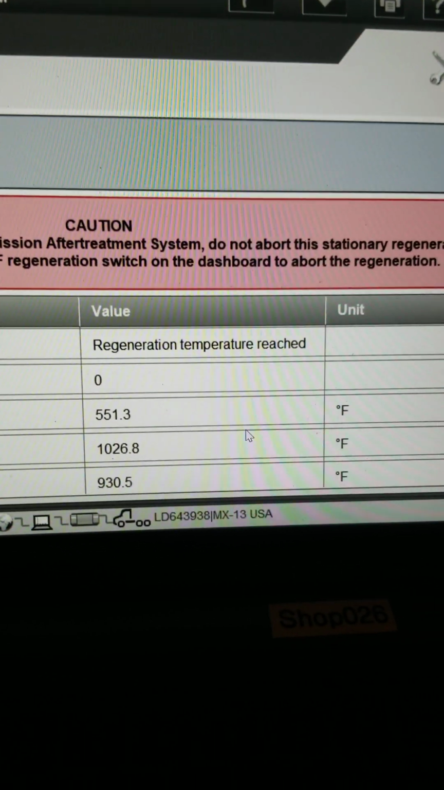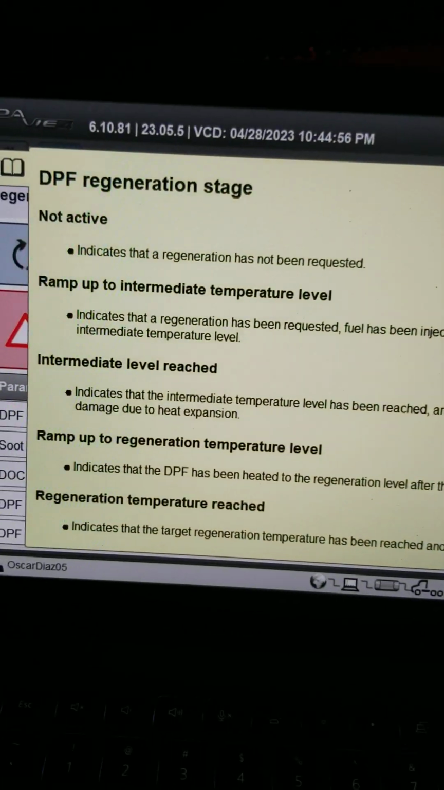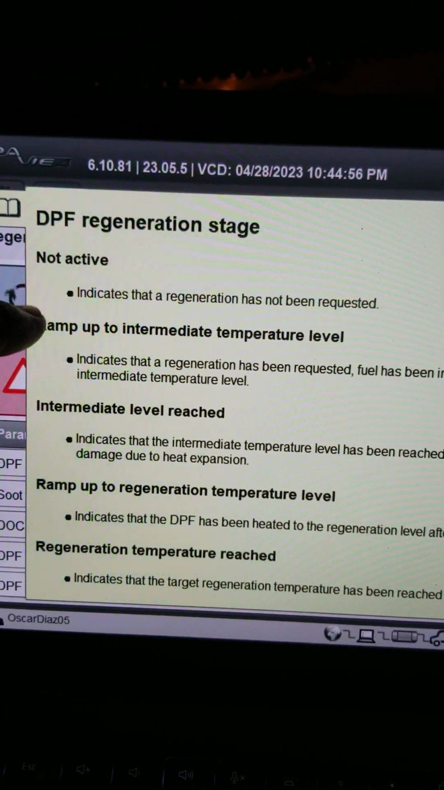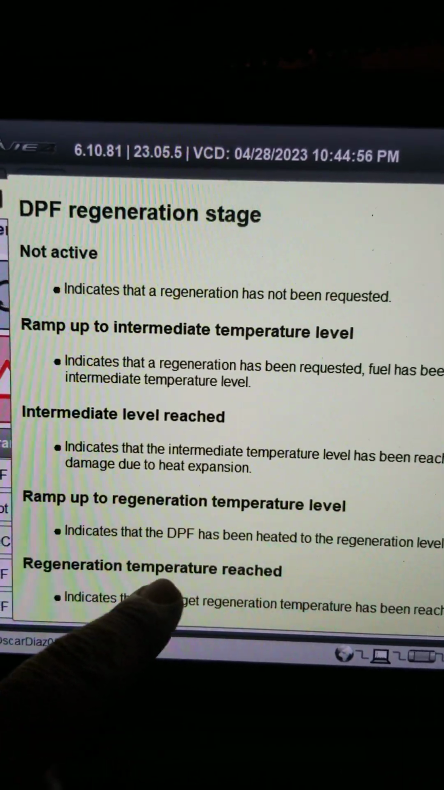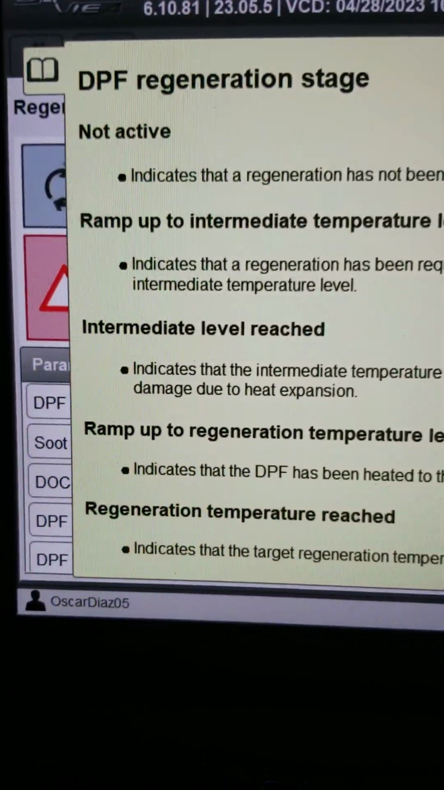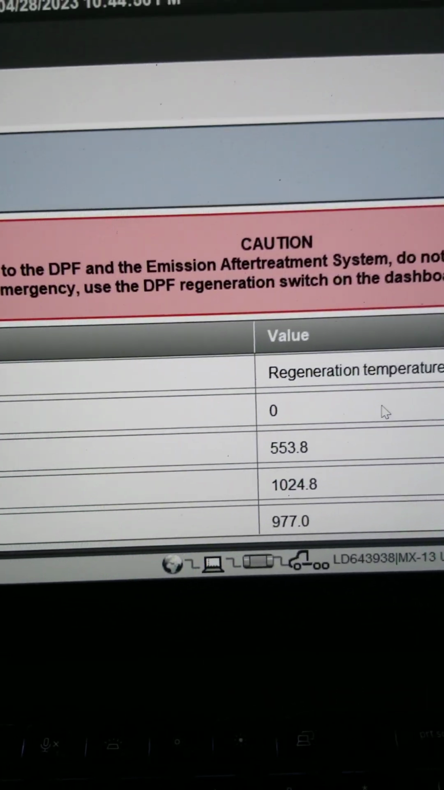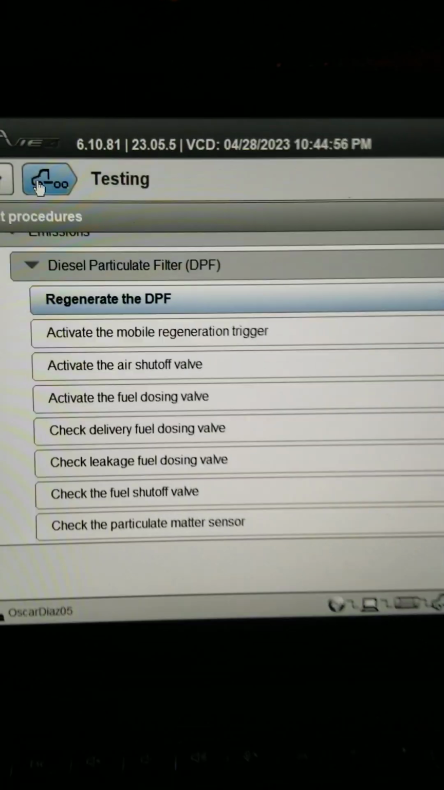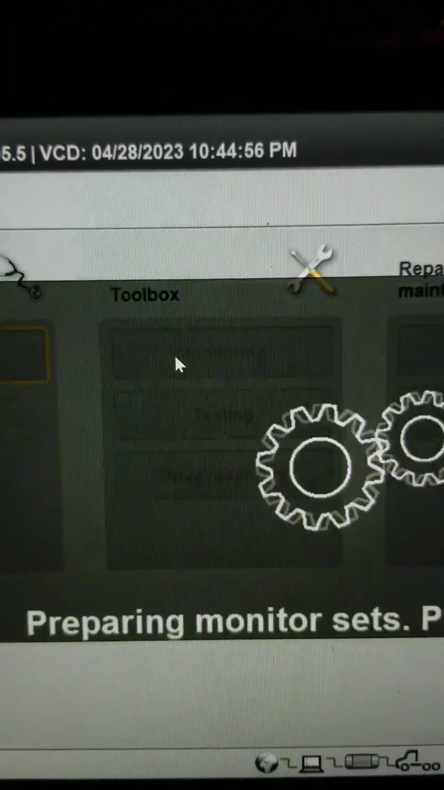So after the regen temperature is reached, which is right here, you're going to see step by step all these numbers, all these values on this screen. Once you get to this value in here, you're ready to see your parameters. As you see, regeneration temperature reached. Now, what you're going to do is close your window over here, go to the little truck, and go to monitoring.